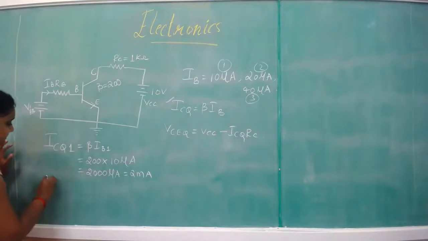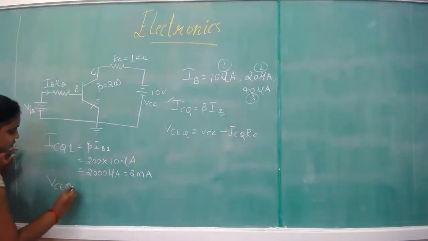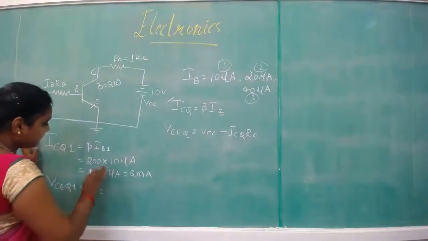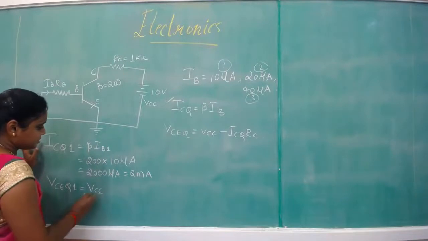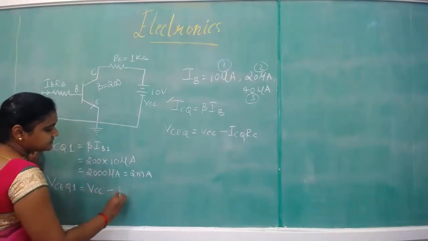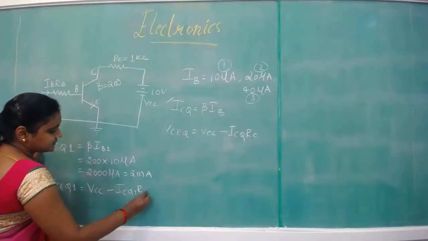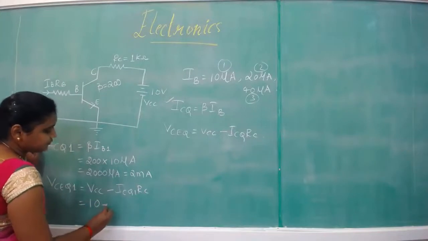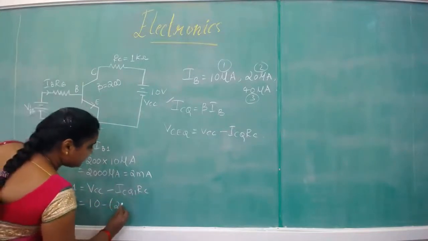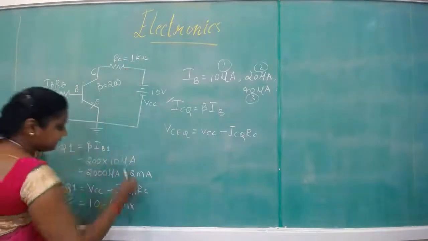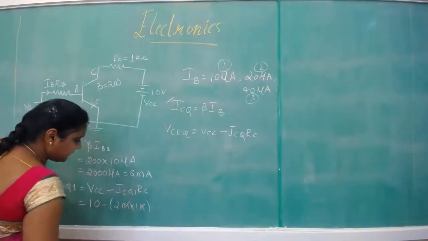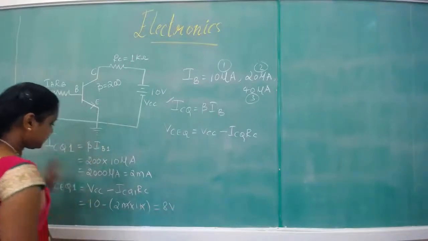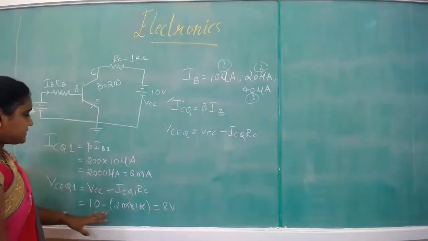The next we want is VCEQ1. Here we will substitute the value we got as ICQ1 in this particular expression: VCC minus ICQ1 RC. What is the value of VCC? 10 volts minus, what do we have to do now, 2 milli into 1 K. Milli and K get cancelled. So what you are going to get here is 8 volts. 10 minus 2, 8 volts. So this is the first.